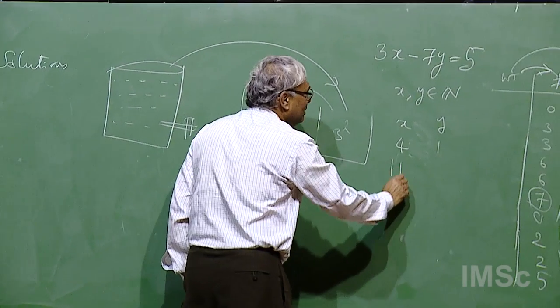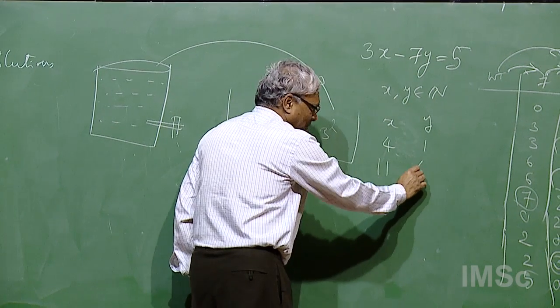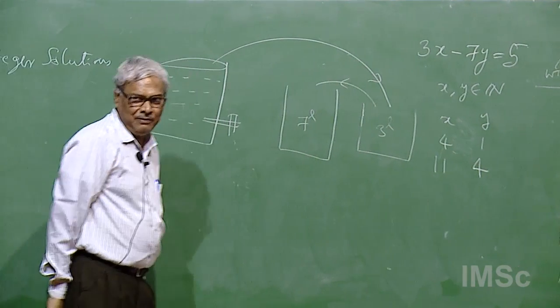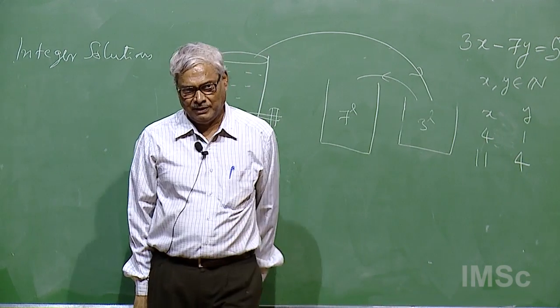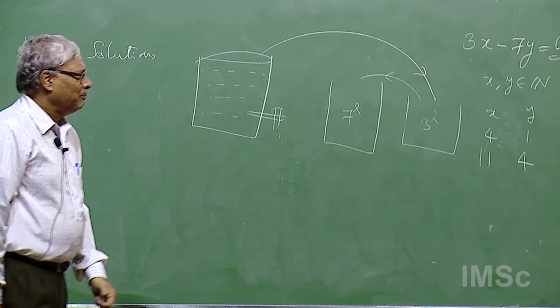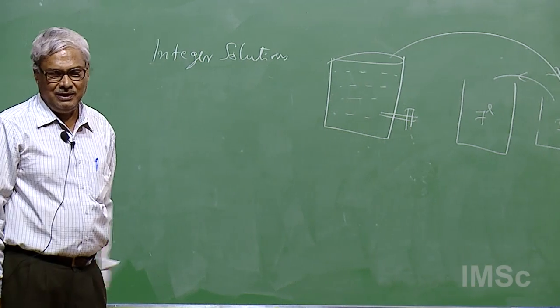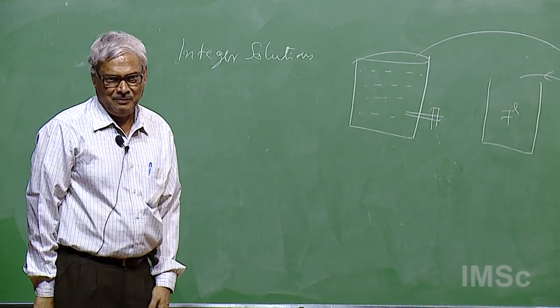Yeah, 11 and 4. You see that it's 11 and 4. 11 times 3 is 33. 4 times 7 is 28. The difference is 5. Okay. You may have to guess one more solution and then look for the pattern.